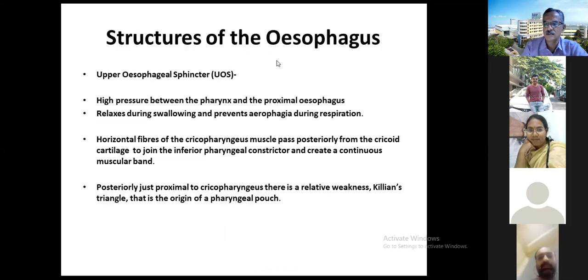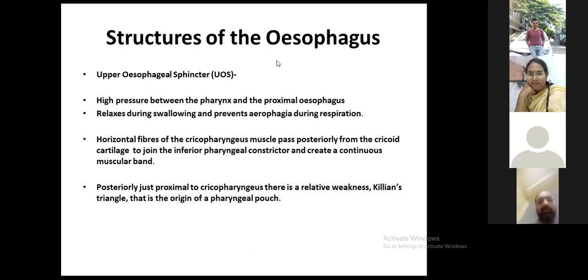So next is structures within the esophagus. The upper esophageal sphincter is a high pressure zone that is located between the pharynx and the proximal esophagus. It is usually in a tonic contractile state, which relaxes only during swallowing. The contraction is to prevent aerophagia during respiration.